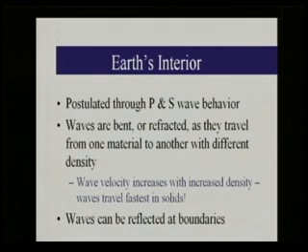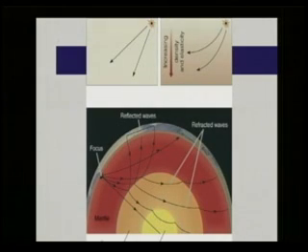And waves can be reflected at boundaries as well as being refracted. Let's take a look at that. Here we have a cross-section diagram of our planet, and we have an earthquake rupture. The focus is over there on the left of that Earth. Note what happens to the waves as they travel through the mantle and then into the core. If the wave approaches exactly perpendicular to the new medium, it will go straight through. If it approaches at an angle, however, it is going to be refracted or bent.